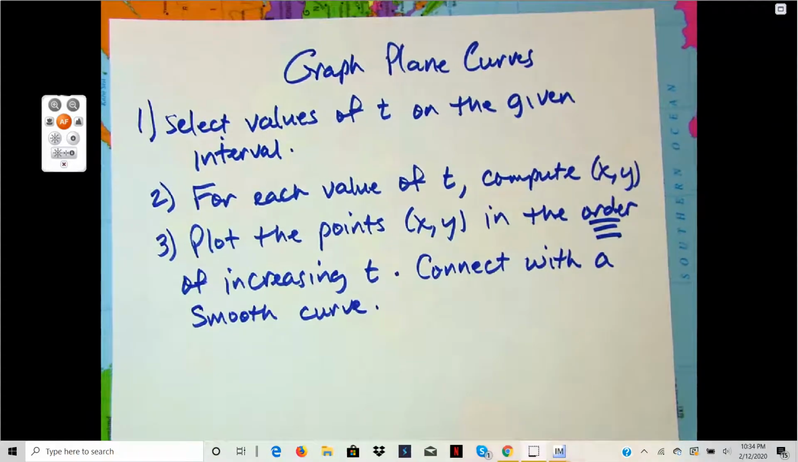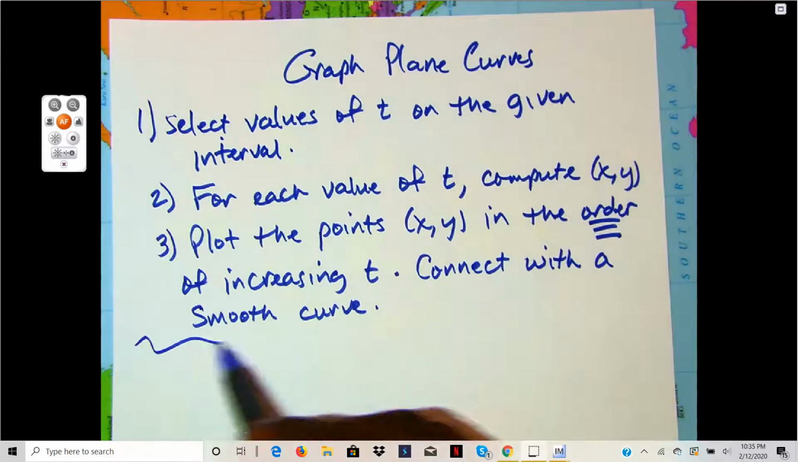Okay, so again, we're going to select values of t on the given interval. So whatever interval is given to us, we're going to choose our values of t. For each value of t, we're going to plug that into our x is equal to f of t and our y is equal to g of t. That will give us an xy point, a point in terms of x and y. Then we're going to plot all of our points, and in the order of increasing t, we're going to connect those points with a smooth curve.